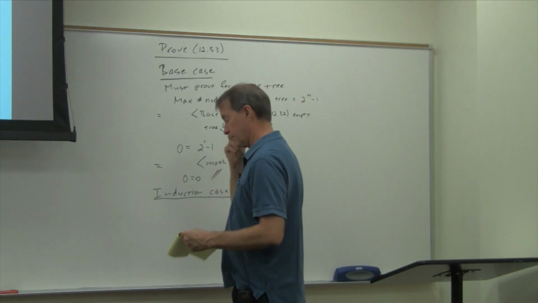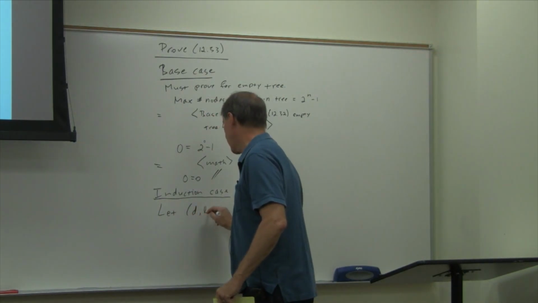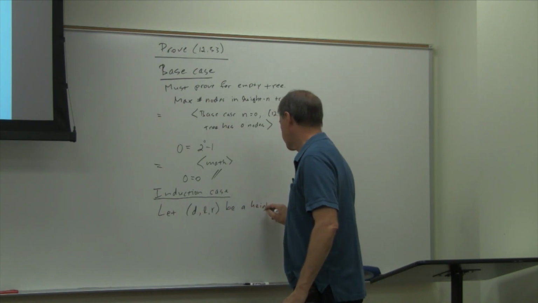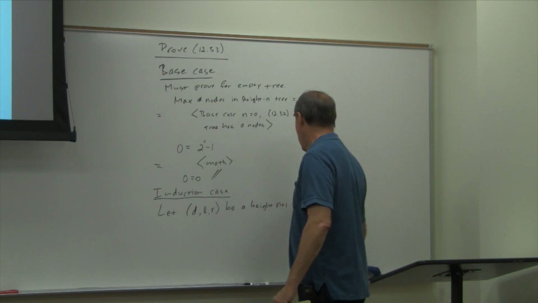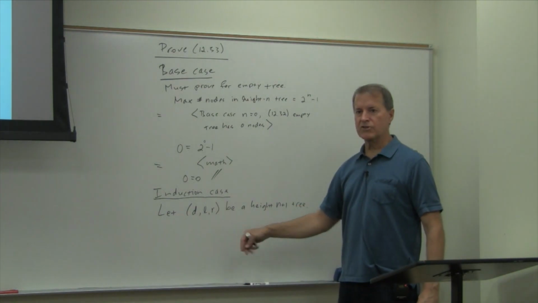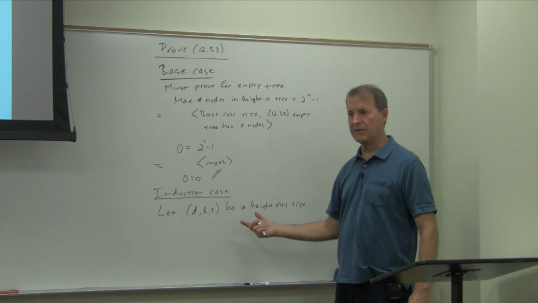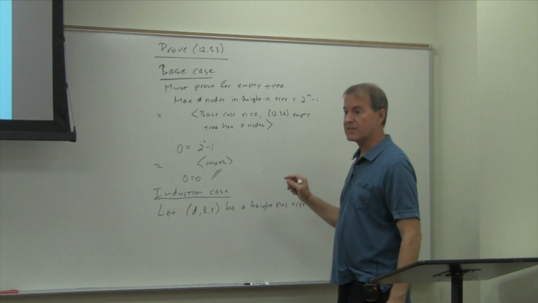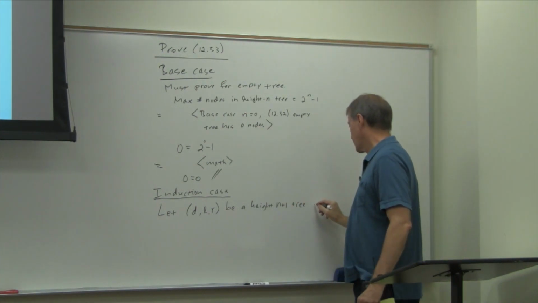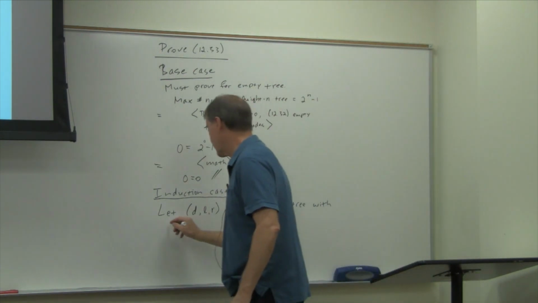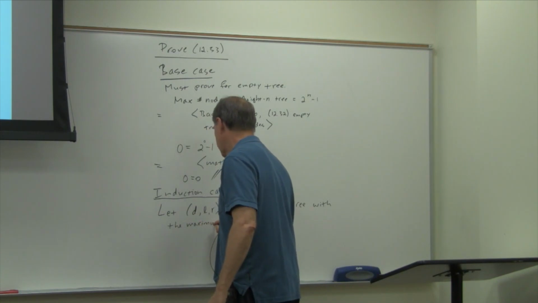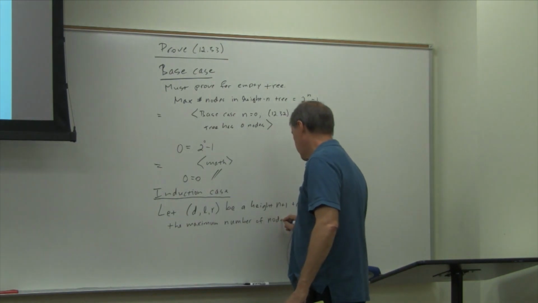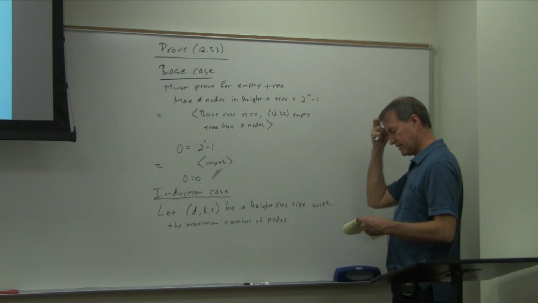Let DLR be a height n plus 1 tree. Are you with me here? This is the one that we're going to have to prove, assuming the height n tree, okay? So let DLR be a height n plus 1 tree with the maximum number of nodes, because we're trying to prove this maximum number of nodes, right? We're saying it has the maximum number of nodes. So that's what DLR is.